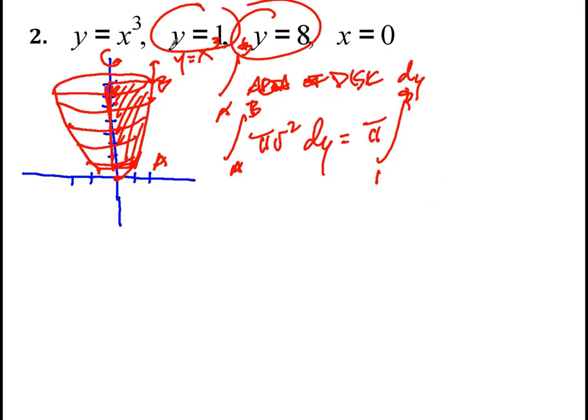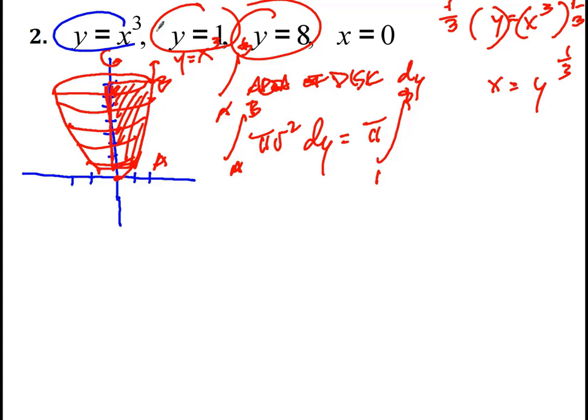Now, my radius. Our function is y equals x cubed. However, since we're integrating with respect to y, dy, we need these to be in terms of y. So I need to rewrite this as x equals whatever that's going to be. So I'm going to take the cube root of each side, raising that to the 1/3 power. So I get x equals y to the 1/3. Okay? So that's what my radius is going to be.